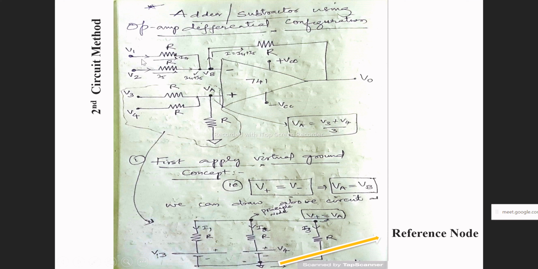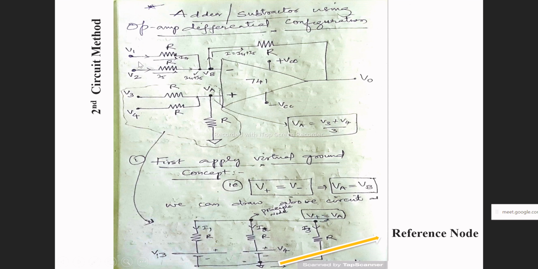Then how to find out I4 and I5? Just like how we found out I1, I2 and I3, we'll try to find out this one. See now, the current is flowing from V1 and it is going into this node VB. So the current which is flowing here is equal to V1 minus VB upon R. VB is nothing else but VA only. Ultimately I'll write it as VA.